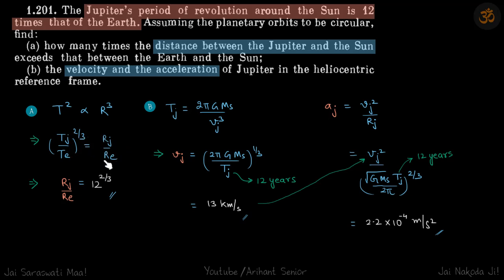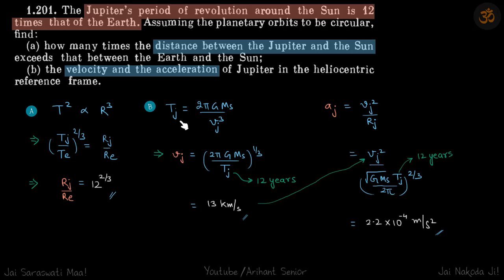So here we could divide this because the constant is the same, because Sun is the same. So anyway, we just get the ratio rj by re from here, which is 12 power 2 by 3, our answer. Second part, velocity and acceleration.